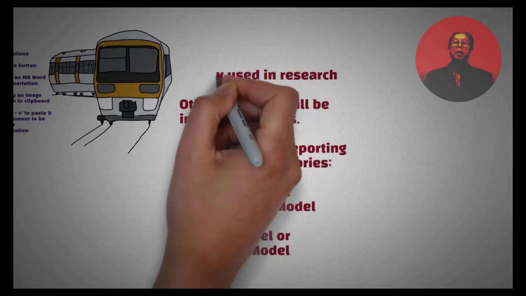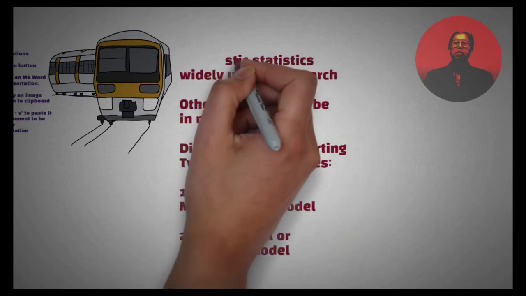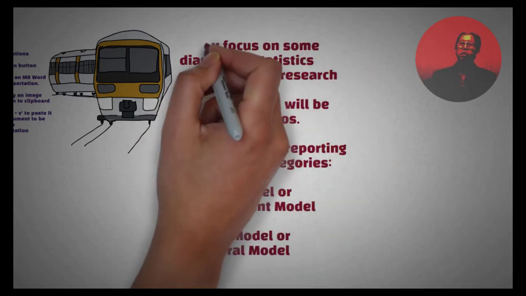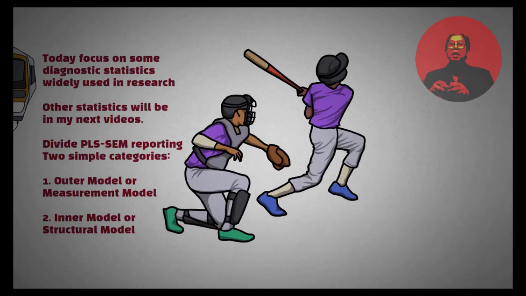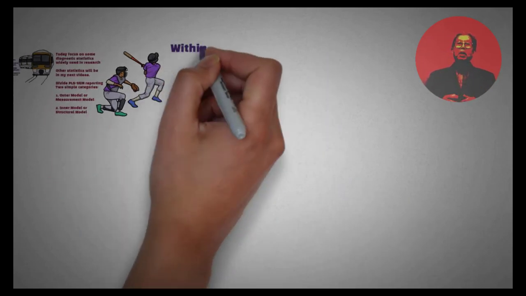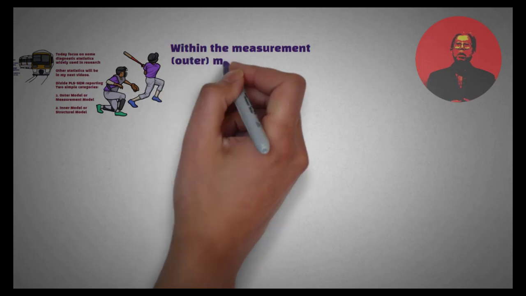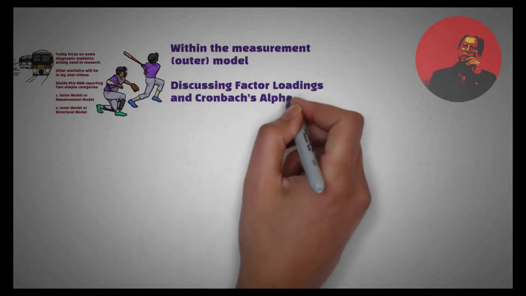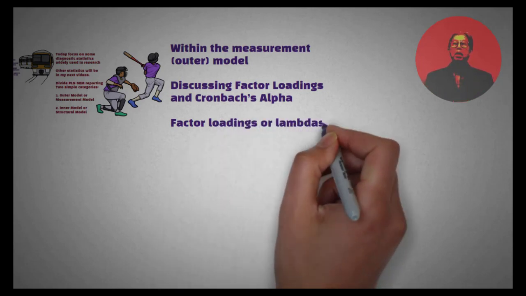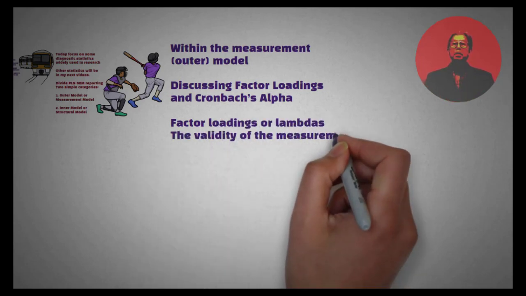We can divide SEM reporting, structural equation modeling reporting, into two simple categories. First is outer model, measurement model. The second one is inner model or structural model. Within the measurement model, we will be discussing two statistics, factor loadings and Cronbach alpha.